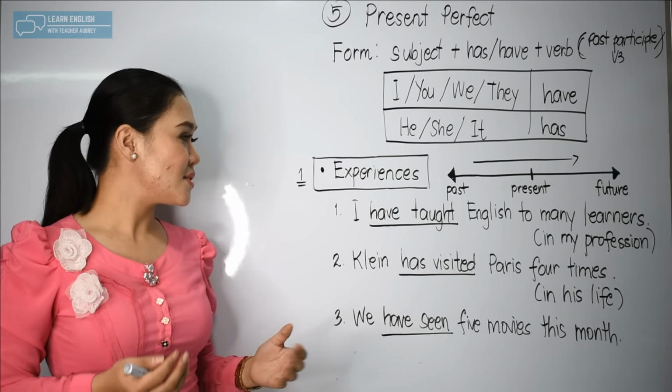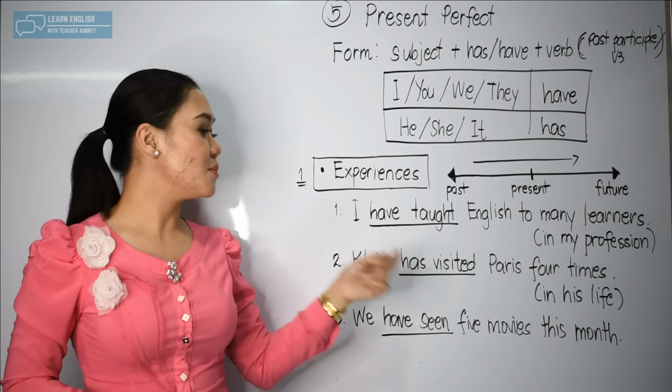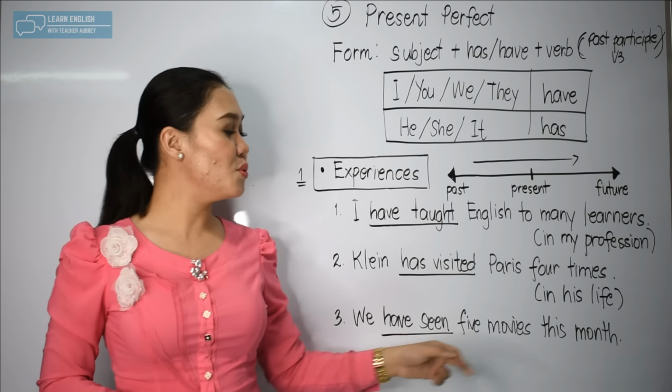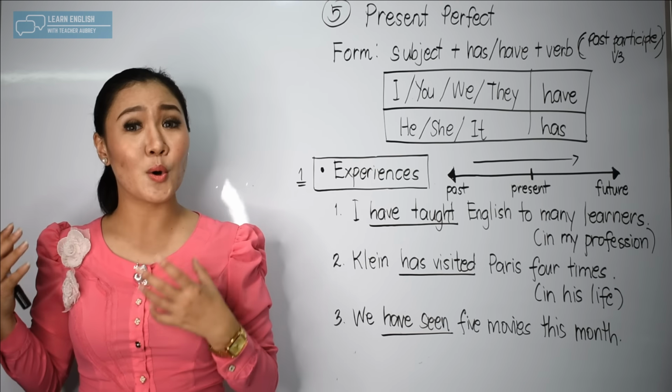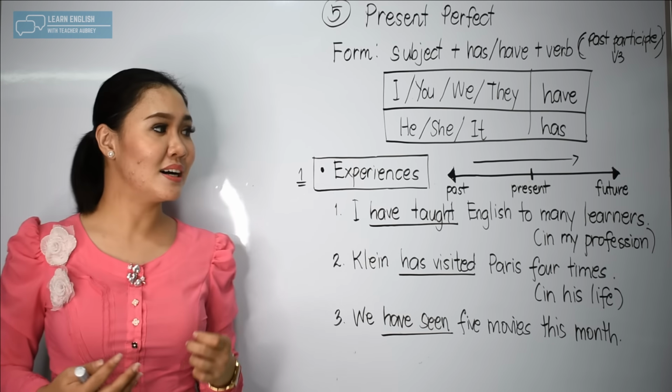Okay? So, it also talks about experience. Kaya ginamitan ng present perfect. And for the last example is, we have seen 5 movies this month. So, it's an experience na naranasan ko ngayong buwan na ito. Kasama ko sila, kami, na makanood ng 5 pelikula.